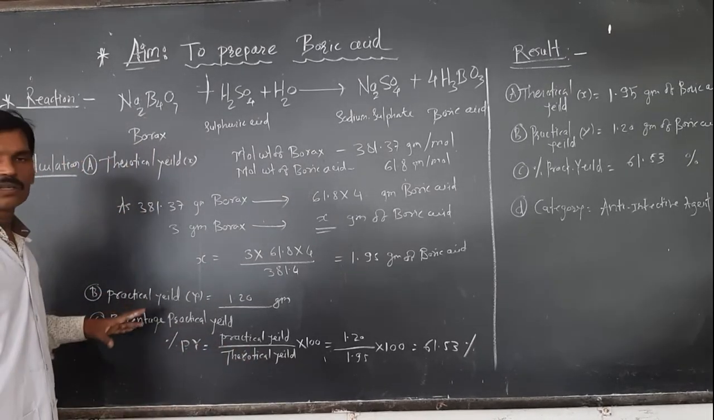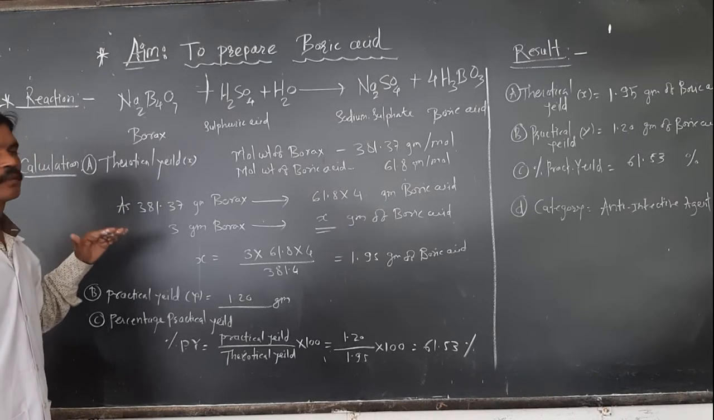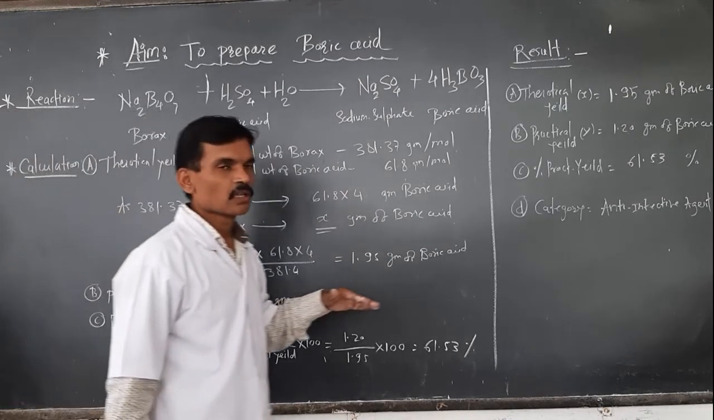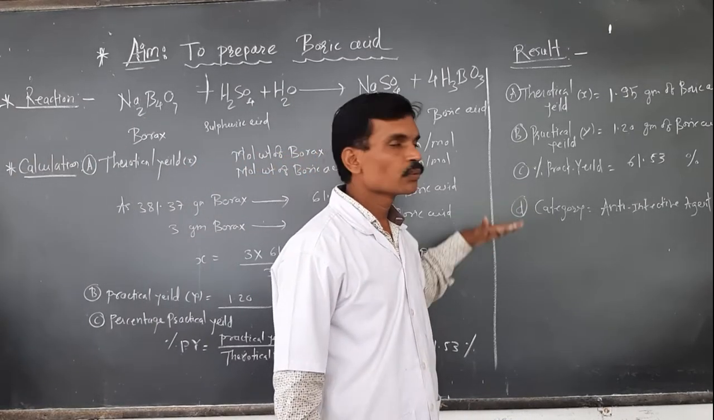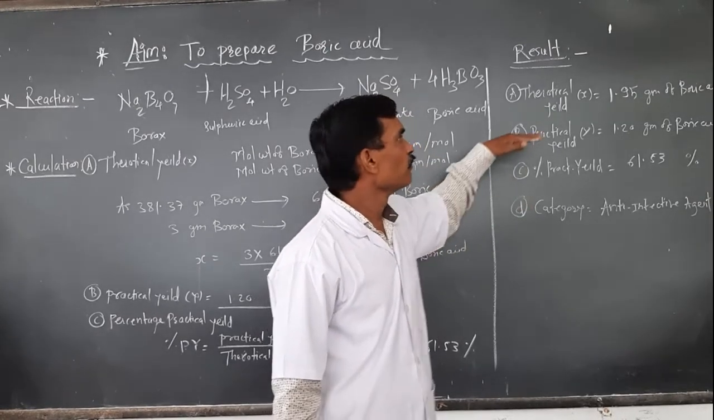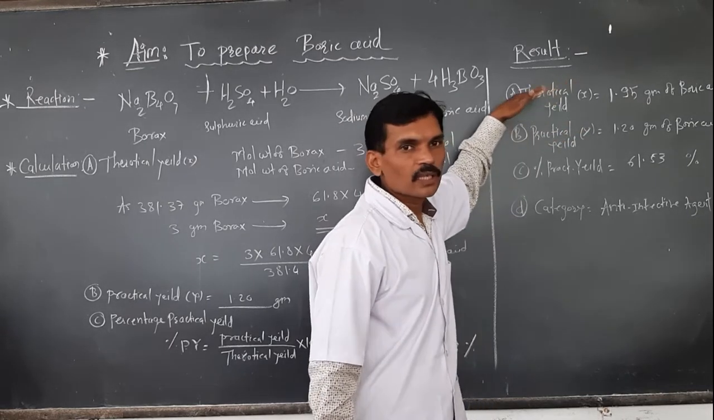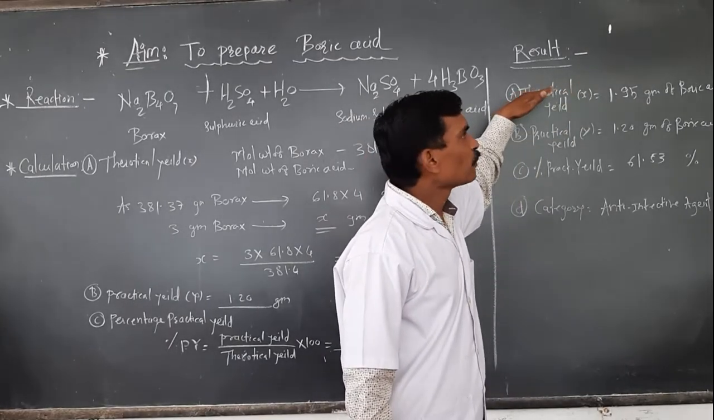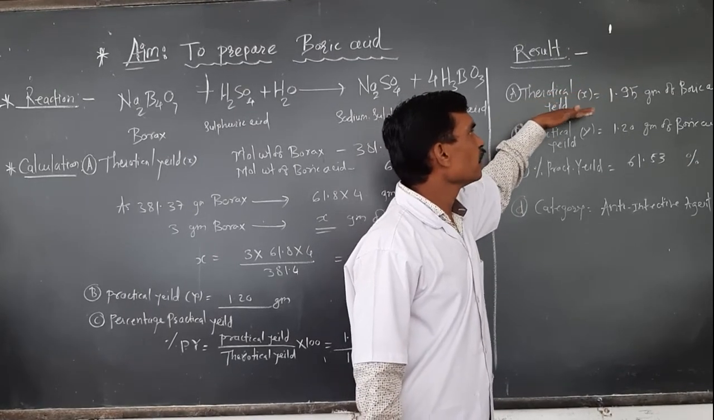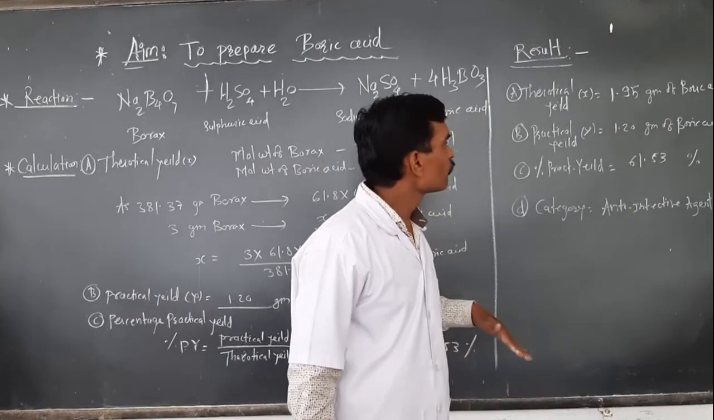So overall we can summarize the result of this practical, the preparation of boric acid, like this. What should be the result? We are today preparing boric acid. We have to write down in the result, first of all, the theoretical yield. Here we have to write a simple line that the preparation of boric acid shows the following results. Theoretical yield is X, that is 1.95 gram of boric acid.